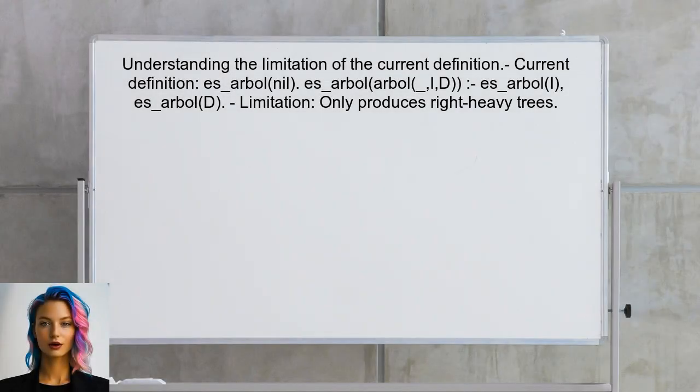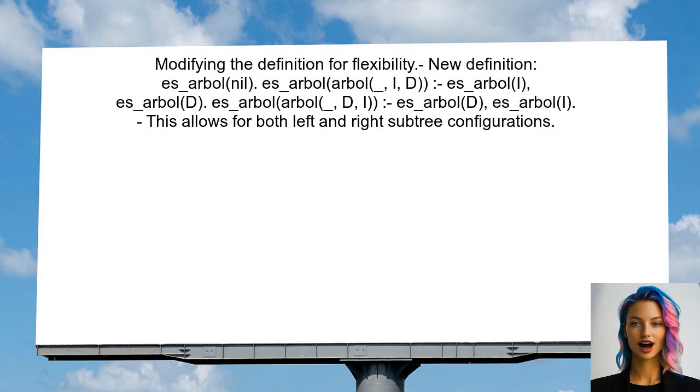To address the user's question, we first need to understand why the current definition of a binary tree only produces trees that grow through their right nodes. The user's definition is limited because it does not account for all possible configurations of left and right subtrees. Next, we can modify the definition to allow for more flexibility in constructing binary trees. This involves changing the way we define the relationship between the left and right subtrees.